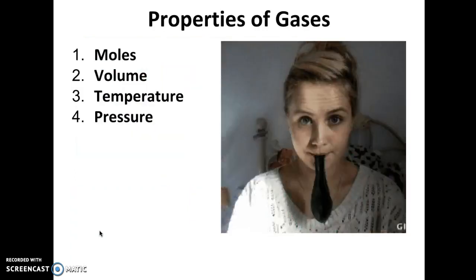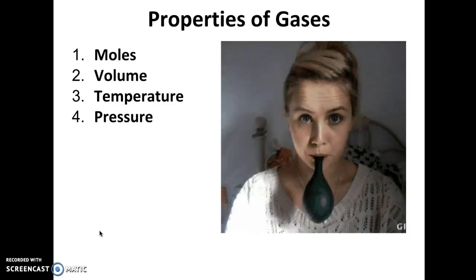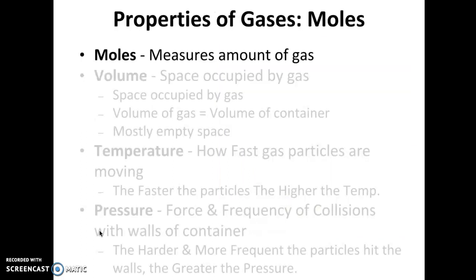So what are these properties of gases I'm talking about? Moles, volume, temperature, and pressure. We're going to go through each one of these one by one, and we're going to use particle diagrams to explain what they are. So let's start off with moles.